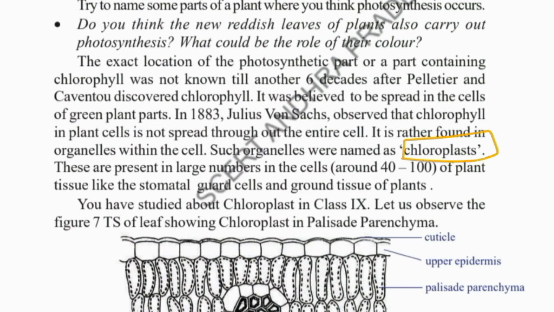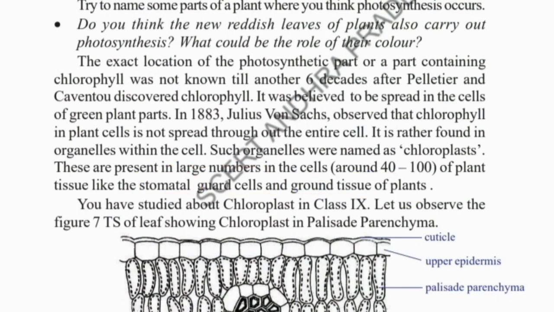What were named chloroplasts? Those organelles that had the chlorophyll inside them. These are present in large numbers in the cells, around 40 to 100 per plant cell. And what are those plant tissues or cells where chloroplasts are present? These are the stomatal guard cells. Do you remember our first lecture, when we talked about stomata, that carbon dioxide and gaseous exchange occur through the stomata and the other ground tissues of the plants?